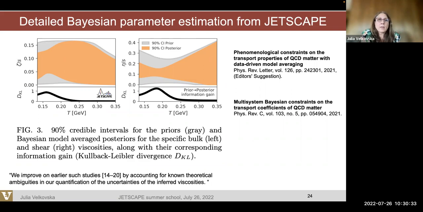Notably, it looks like these are not as tight as the ones that we see on the previous slide. This was attributed to the fact that, and I quote from the paper, "we improve on earlier such studies by accounting for known theoretical ambiguities in our quantification of the uncertainties of the inferred viscosities." So basically there were theoretical uncertainties that were treated more carefully, and that's why the distributions seem to be less constrained here.